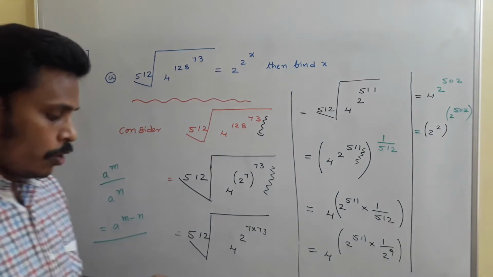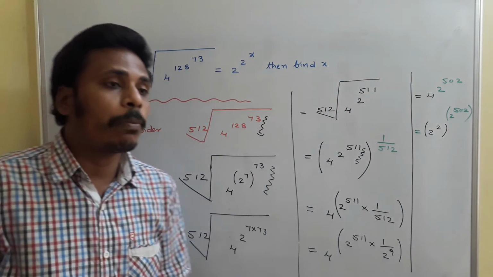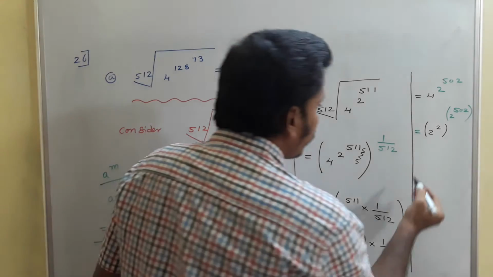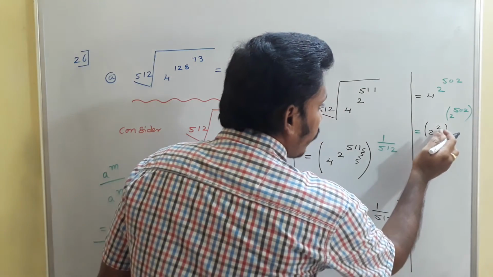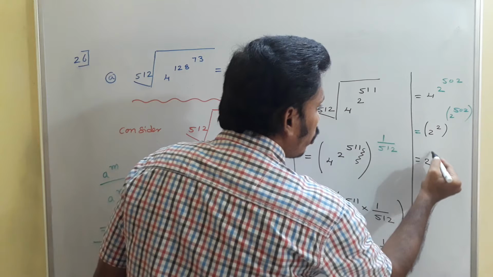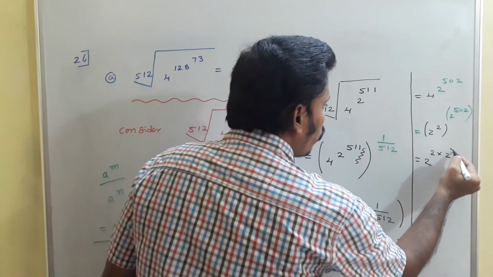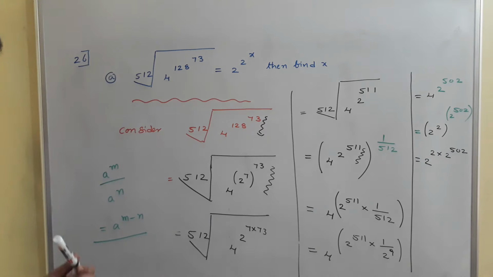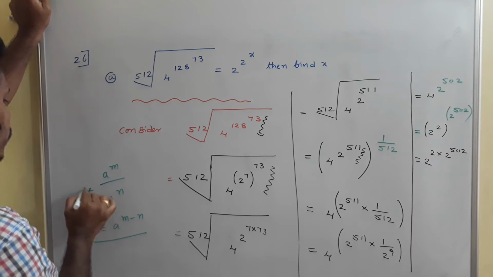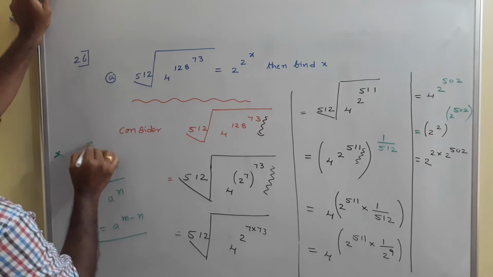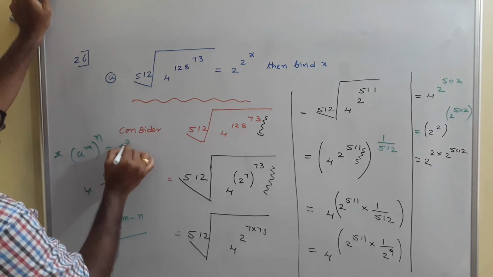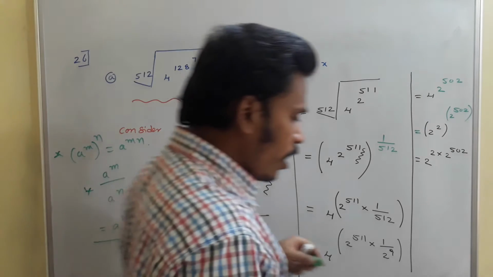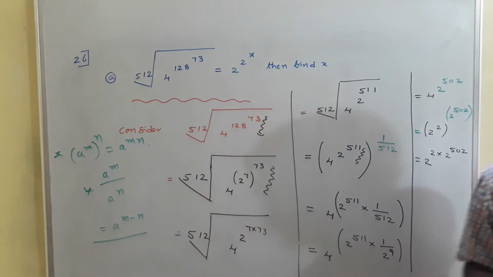You just look here. 2 square is the base. 2 power 502 is the power. And this is equal to a power m to the power n, 2 to the power 2 into 2 power 502. M and n. Repeatedly we are using this particular law. What is that? A power m to the power n is equal to a power mn, which is the law we are using repeatedly. Okay?